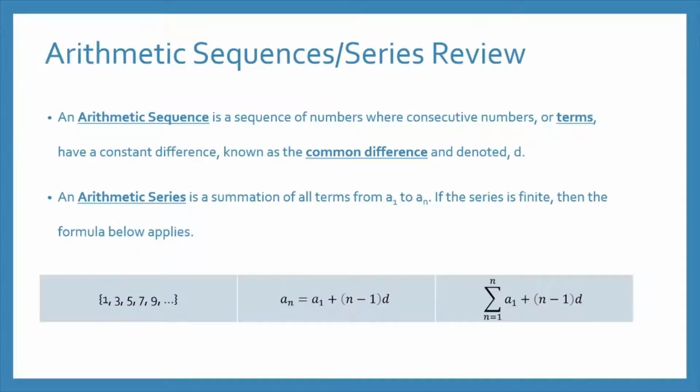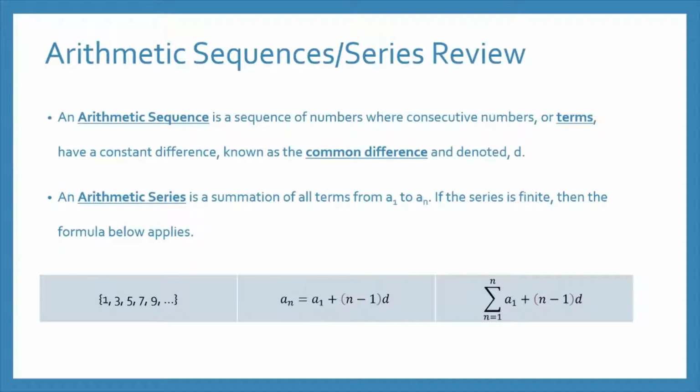So the first thing to do, we'll go over a little bit of a review of what arithmetic sequences and series are. So an arithmetic sequence is a sequence of numbers where the consecutive numbers, also known as terms, have a constant difference, which we will also call the common difference, and is denoted by the letter d. So these sequences, and eventually series, typically have a pretty constant flow to them. They almost look like a linear function. They have something being added or subtracted every single time.